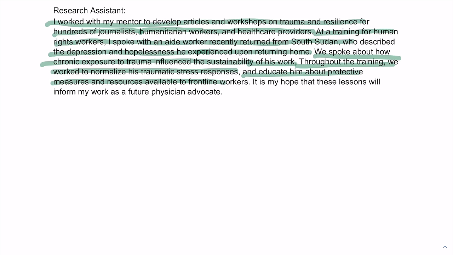It is my hope that these lessons will inform my work as a future physician advocate. So a little take-home message there at the end, which is always nice if you can fit it in. How is this going to affect you? How is this strengthening you as a person? How is this going to impact your future as a physician? These little take-home messages are something that you can write about.